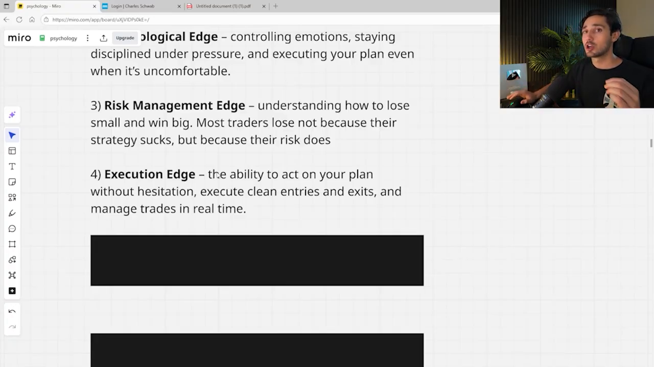You know how to quickly execute on your platform and get out of trades really quickly, enter into trades really quickly. You're able to manage trades in real time without making emotional decisions. And it's your ability to act on your plan without hesitation.